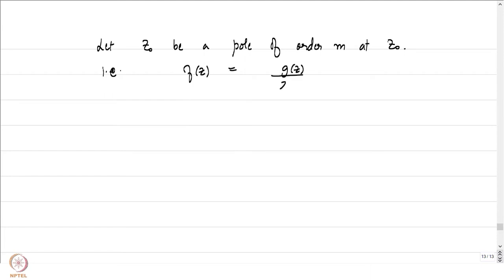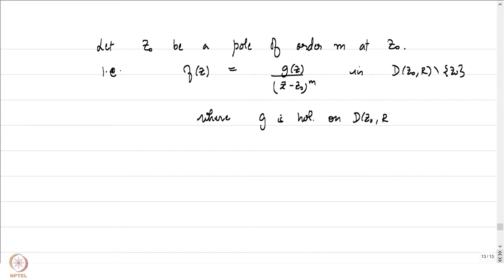at a point z0. Suppose we start off with a function f, and let z0 be a pole of order m of f. What does that mean? That means that f(z) = g(z)/(z - z0)^m in D(z0, r) minus z0, where g is holomorphic on D(z0, r), and we also ensured that g(z0) is not equal to 0.